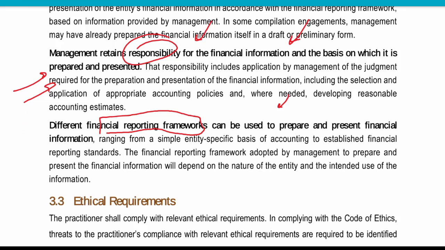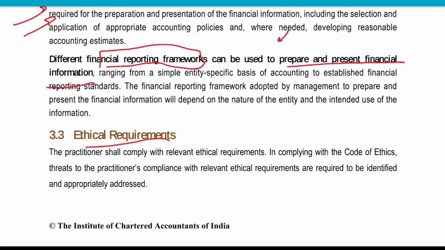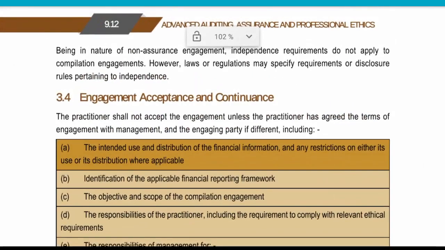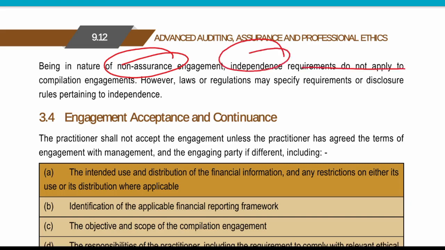So as someone who is only doing the compilation engagement, you are not responsible for which financial reporting framework is adopted. A different financial reporting framework can be used to prepare and present the financial information. Okay, so ethical requirement, yes, you need to make sure that you are following all the ethical requirements. But as the case is non-assurance, independence is not required in this particular case as well.